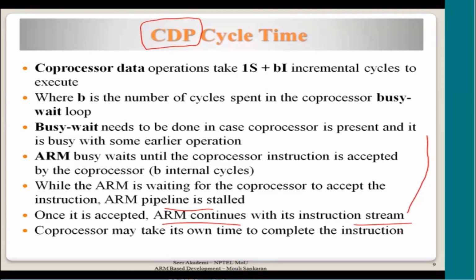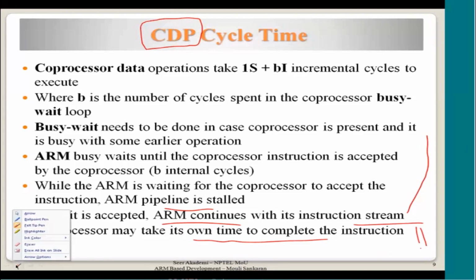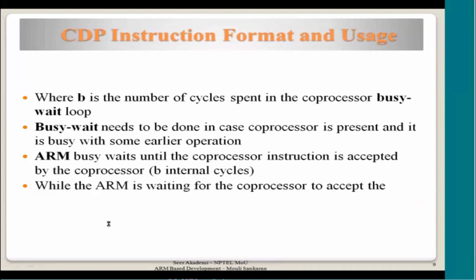The coprocessor may take its own time to complete the instruction, because that is not in the control of ARM. How many cycles the coprocessor may take depends on the complexity of the instruction and how the particular coprocessor is implemented. How long it takes is internal to the coprocessor, and it has to do with what it is doing with its own register set. So there is nothing to do with the ARM. Okay, very good. Now what is the format?